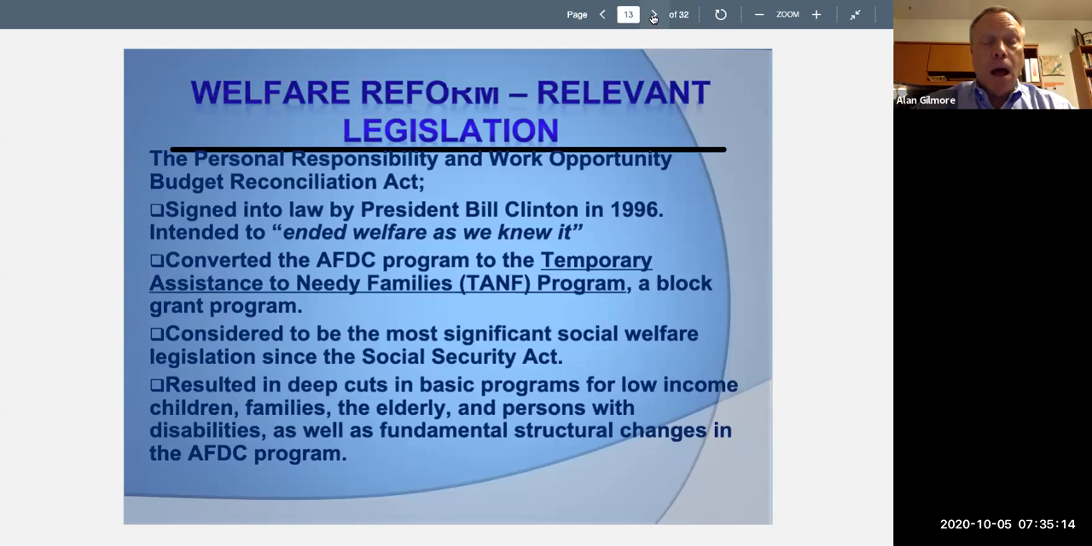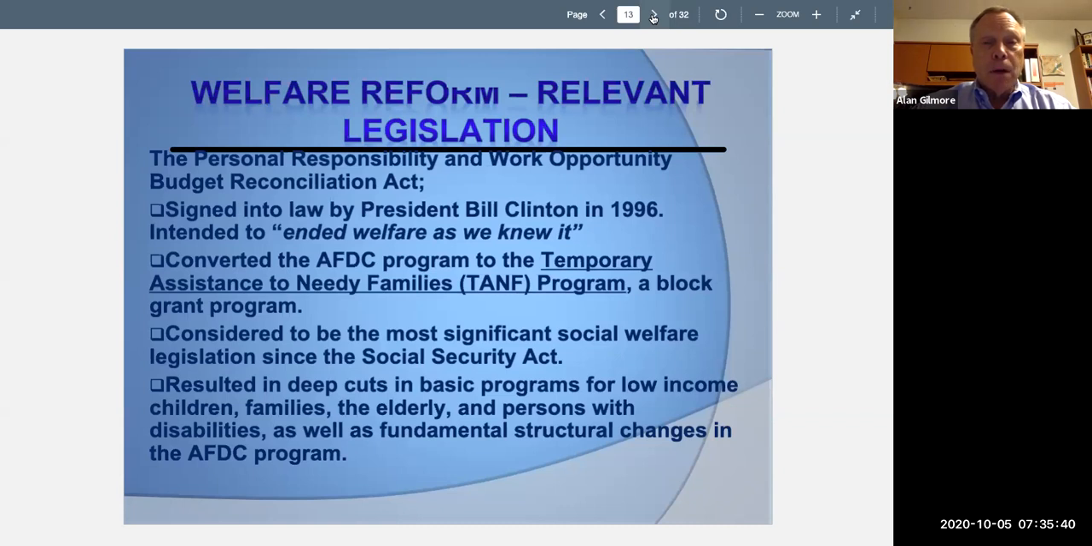And this became a block grant program, which is an important consideration, and we'll come back to that in just a minute. It was considered to be the most significant social welfare legislation since the Social Security Act, and it resulted in deep cuts to basic programs for low-income children, families, the elderly, and persons with disabilities, as well as fundamental structural changes to the AFDC program.